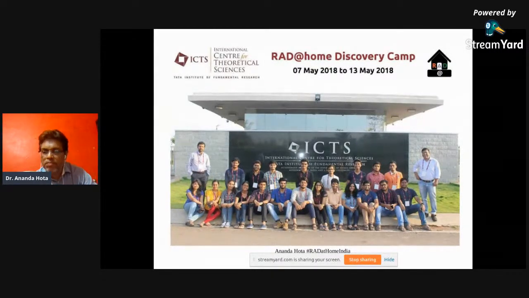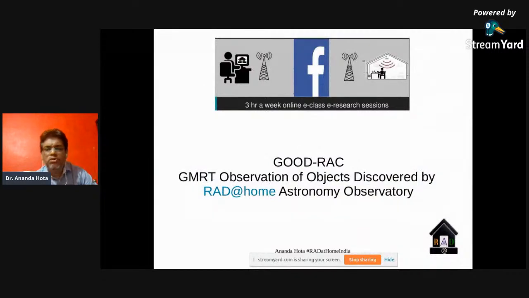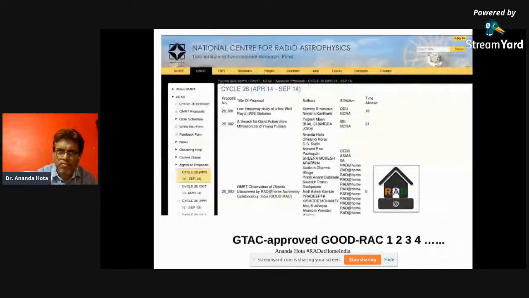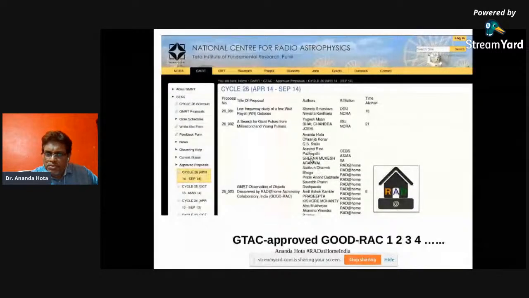Once you discover, you become part of the proposal, as I said. Which proposal? The ongoing project called GoodRAC, GMRT object discovered by Red at Home Astronomical Laboratory. See here, this is our proposal, in the NCRA TIFR, which has built and runs GMRT. Their website. These are all citizen scientists, Red at Home members. These are professional collaborators, Chiranjeev, Stalin, and me.